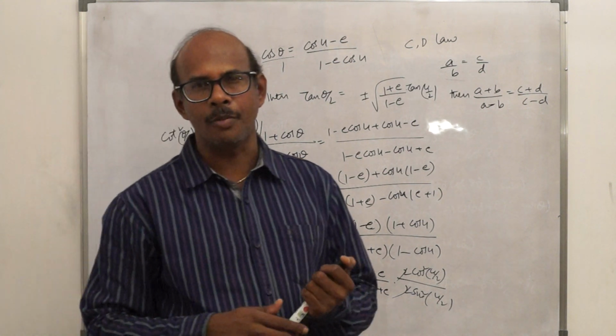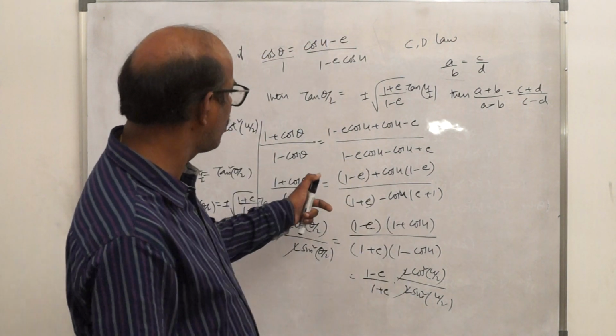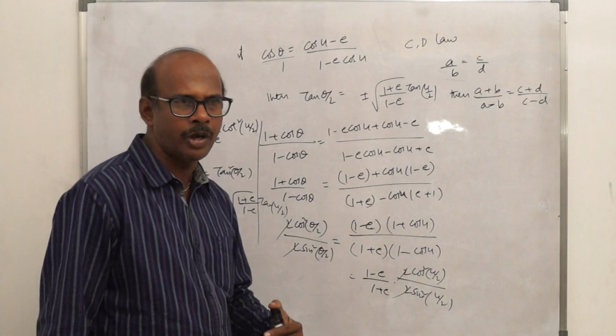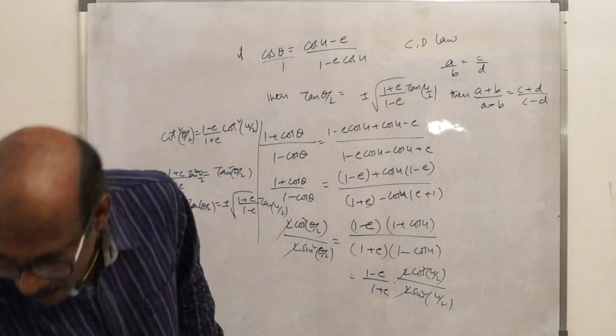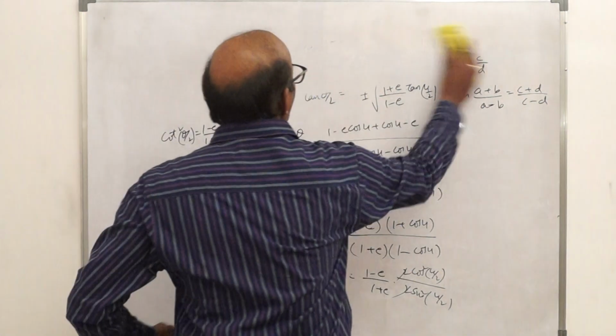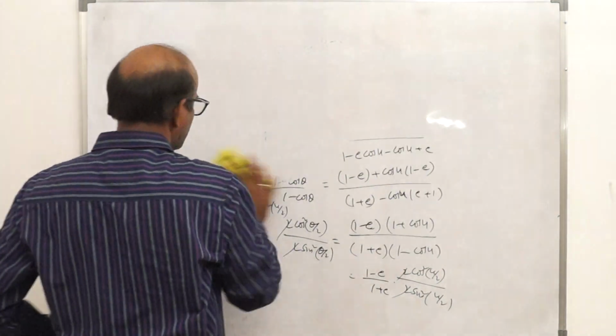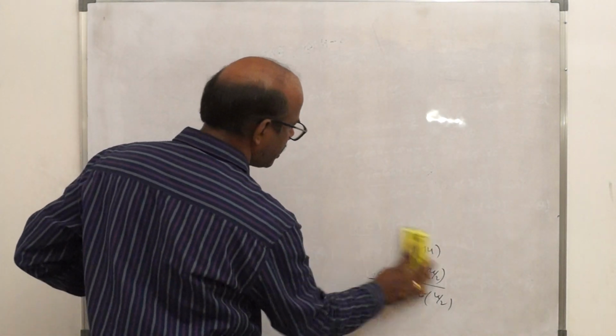By making use of the componendo dividendo law, the law of ratio and proportion, and making use of the multiple submultiple connection. Now I am going to discuss one problem with identity.